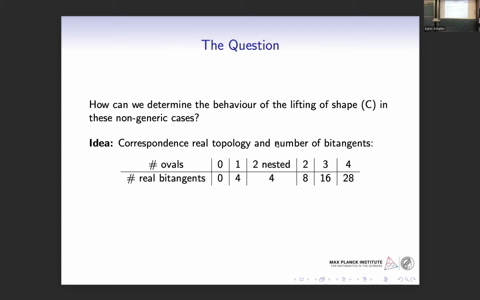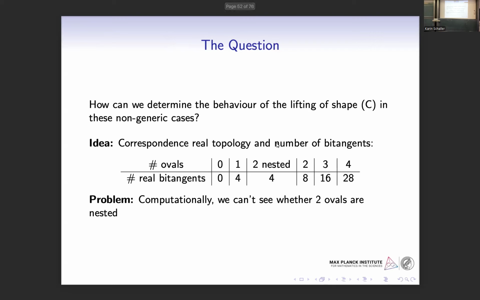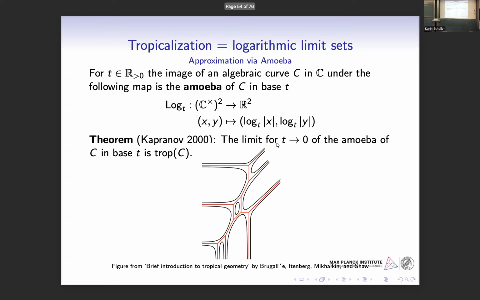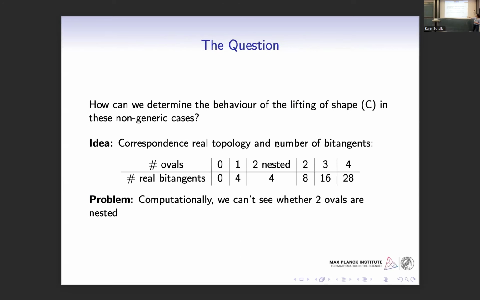However, there is a little problem. I know I can lift all the other 6 bitangent classes, so I get some multiple of 4 that might or might not coincide with those numbers. I can do this computationally, but computationally I was not able to distinguish between 2 nested or 2 non-nested ovals. So let me show you what I mean. This computation was already implemented in Polymake, and I will show it on a slide further on.